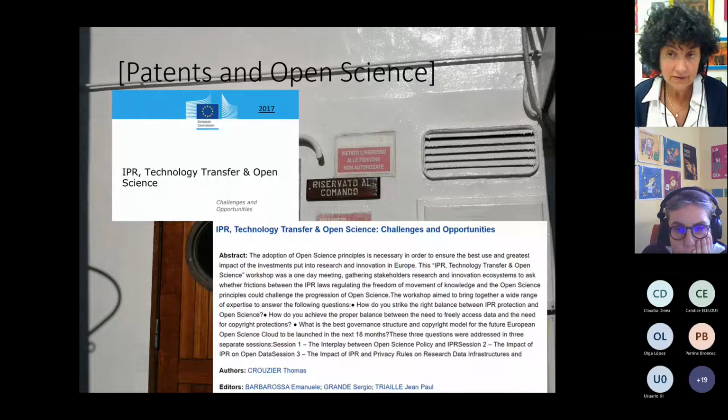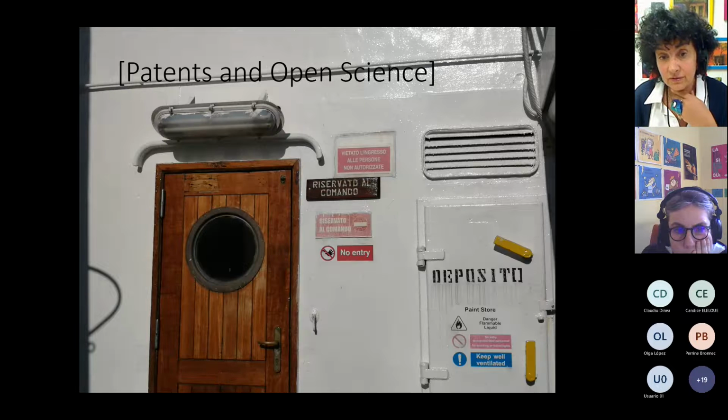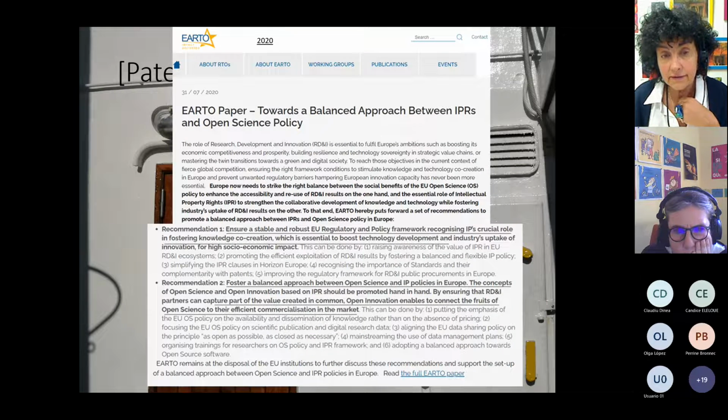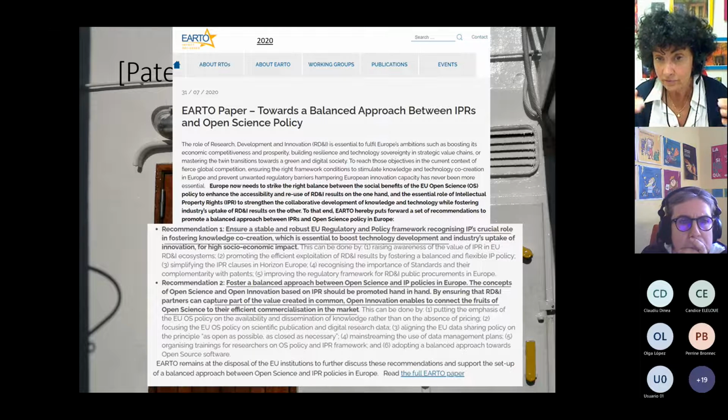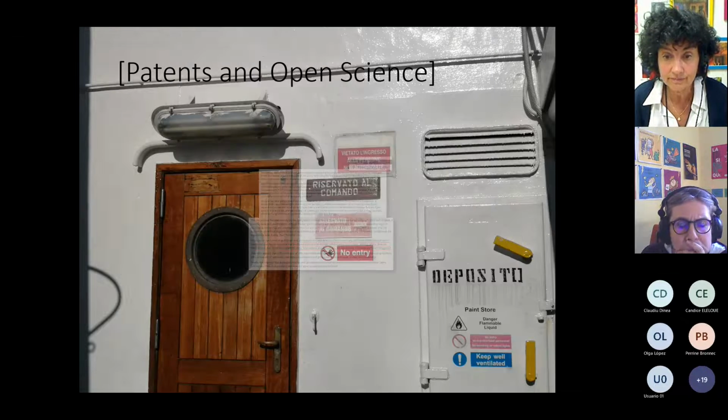Again, this is another page about patents and open science, and as you can see here, there is also another policy paper on the balance you need to find between protecting your rights and open science. There is no winner. You need to find a balance, of course.